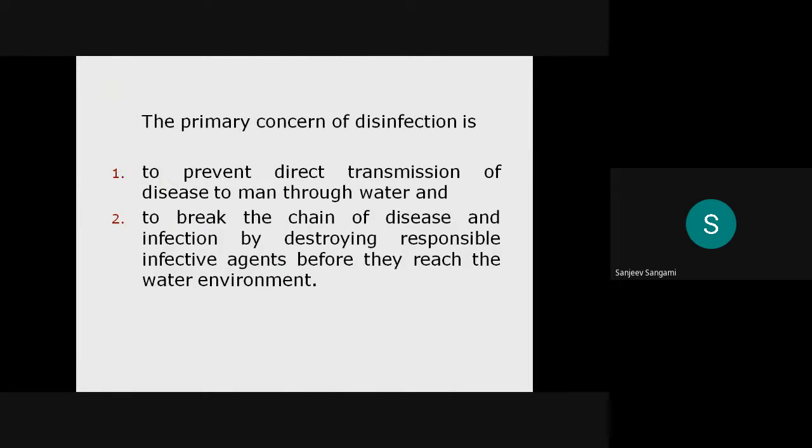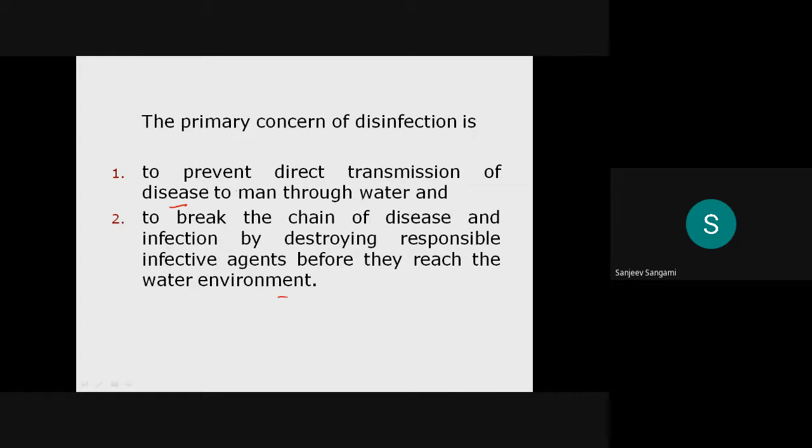So the primary concern of the disinfection is to prevent the direct transmission of disease to man through water, and to break the chain of disease and infection by destroying the responsible infective agents before they reach the water environment. Once the pathogen is killed, you are reducing the transmission of the disease, and breaking the chain.